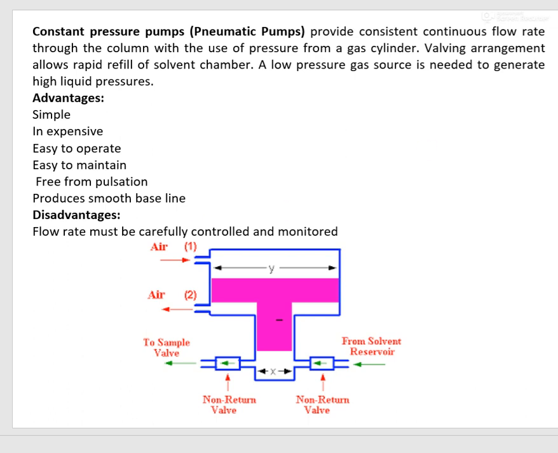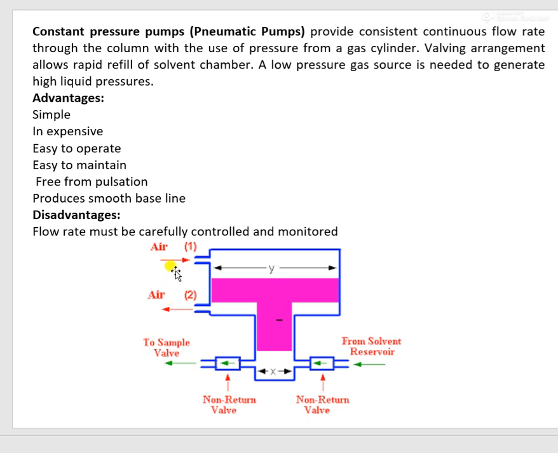Now next is constant pressure pump or pneumatic pumps. They provide consistent continuous flow rate through the column with the use of pressure from a gas cylinder. For working of a pneumatic pump you require gas. Valving arrangement allows rapid refill of solvent chamber. A low pressure gas source is needed to generate high liquid pressure.